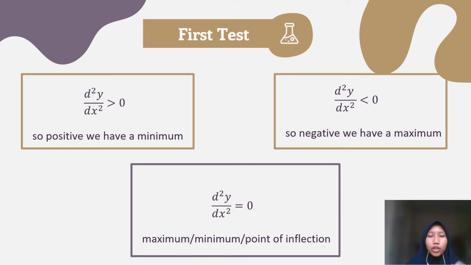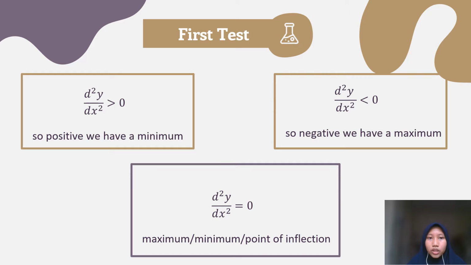If we have the value of x of a stationary point, then we substitute this value into the second derivative. If d squared y over dx squared is more than 0, so we get a positive value, then we have a minimum stationary point. If d squared y over dx squared is less than 0, so we get a negative value, then we have a maximum stationary point.